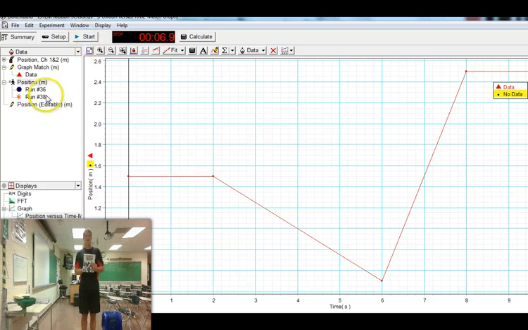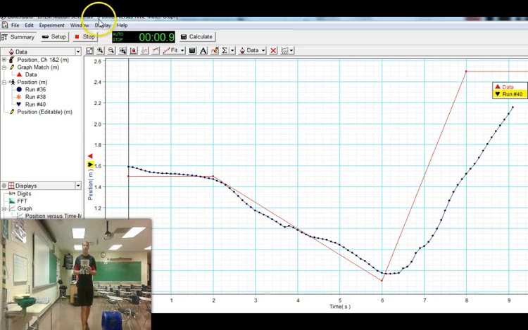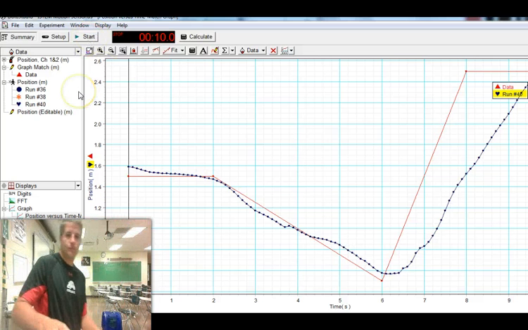Have your partner press start, which is right here, and here we go. I want to try to match the graph the best I can, the red line, by moving back and forth. Hopefully you can do much better than that, and you will get to know how the lines match up as you go through this experiment.